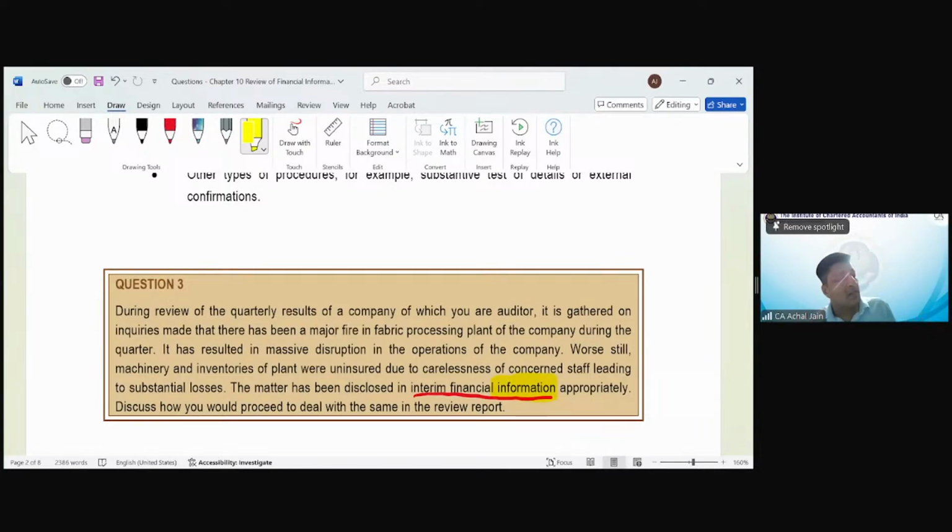In this case, how will you deal with this in terms of your review and the reporting requirements that you will have? Over to you.